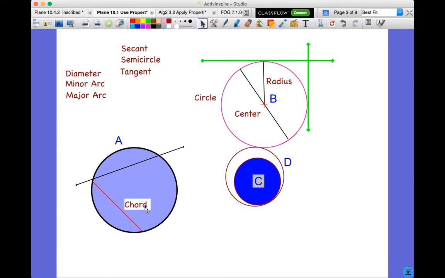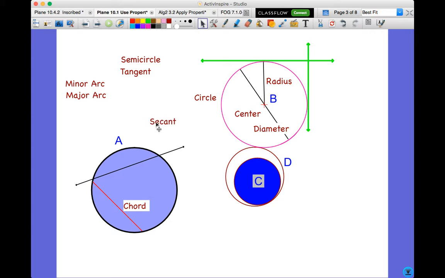And we have a chord. A chord is simply a line segment that goes from one point of the circle to the opposite side of the circle. Well, and technically it's not a side because a circle does not have sides. So it just goes from one point in the circumference to another point. And a diameter is just a very special chord in which the line segment must go from one point in the circumference through the center to the opposite point in the circumference.